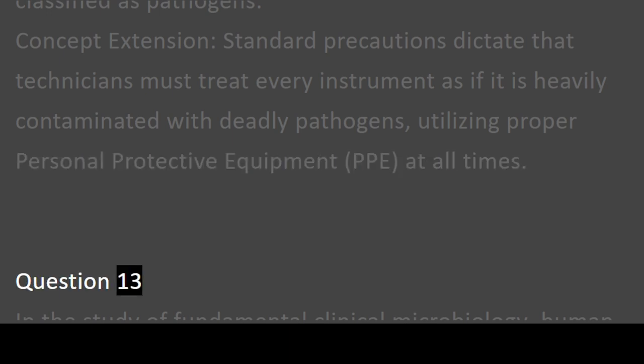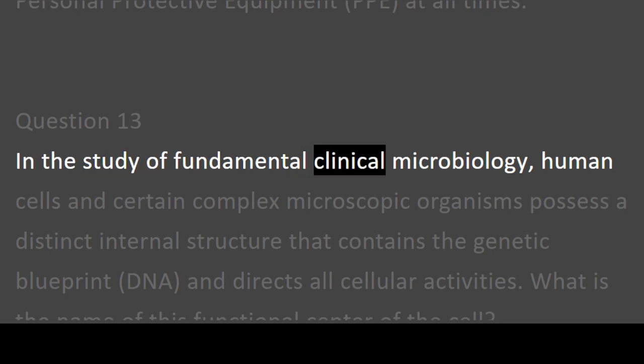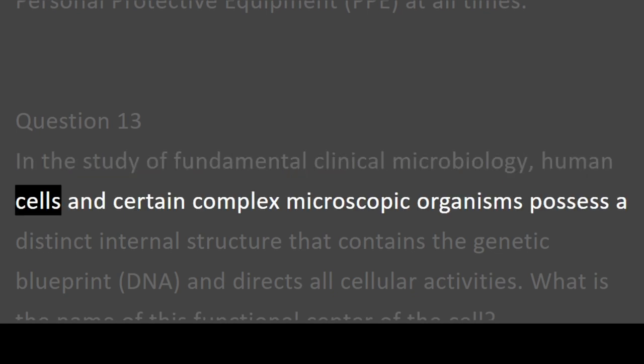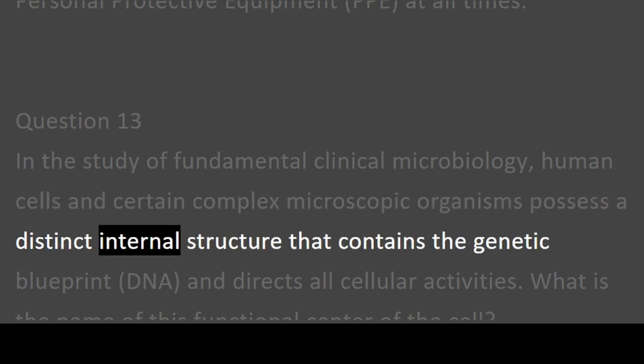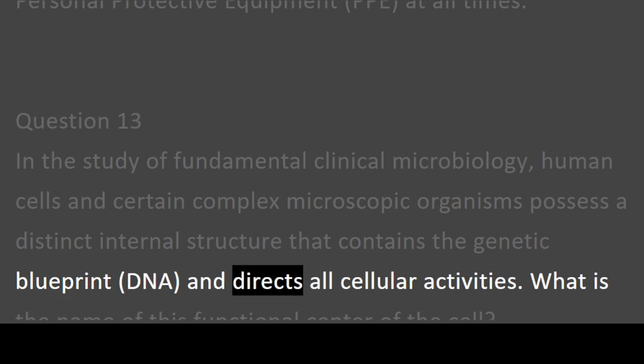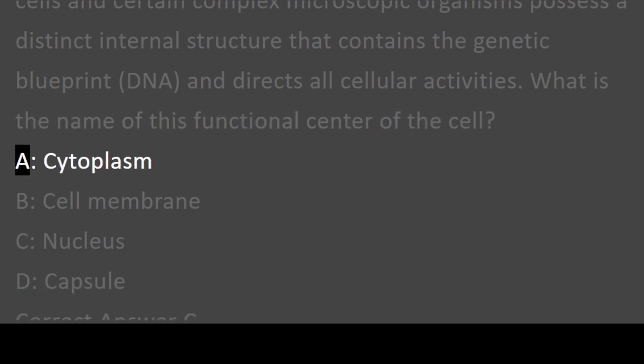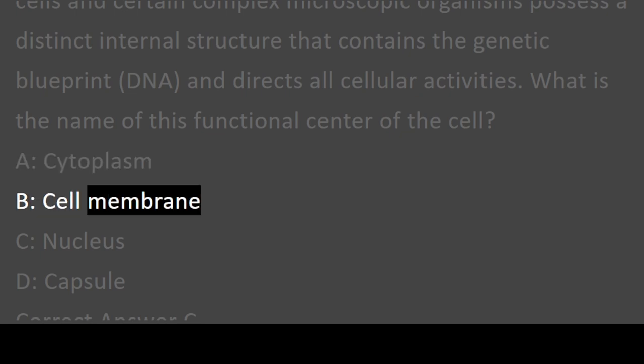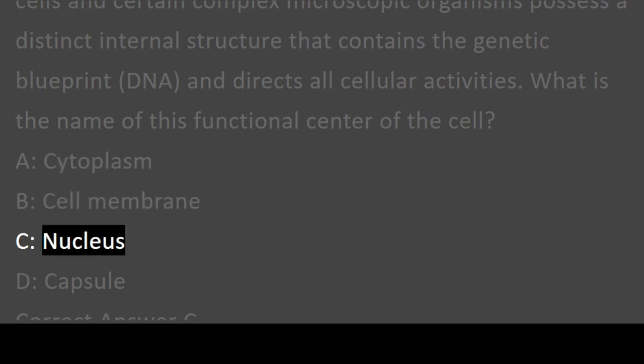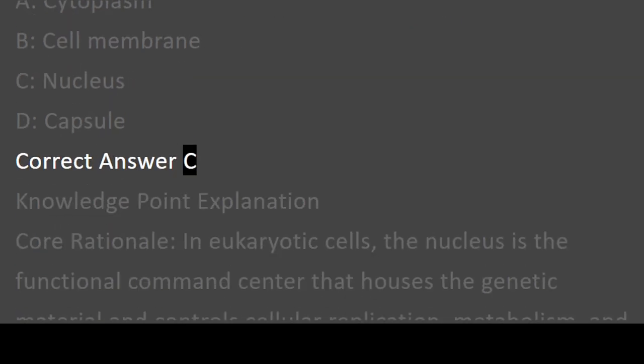Question 13. In the study of fundamental clinical microbiology, human cells and certain complex microscopic organisms possess a distinct internal structure that contains the genetic blueprint, DNA, and directs all cellular activities. What is the name of this functional center of the cell? A. Cytoplasm. B. Cell membrane. C. Nucleus. D. Capsule. Correct answer C.